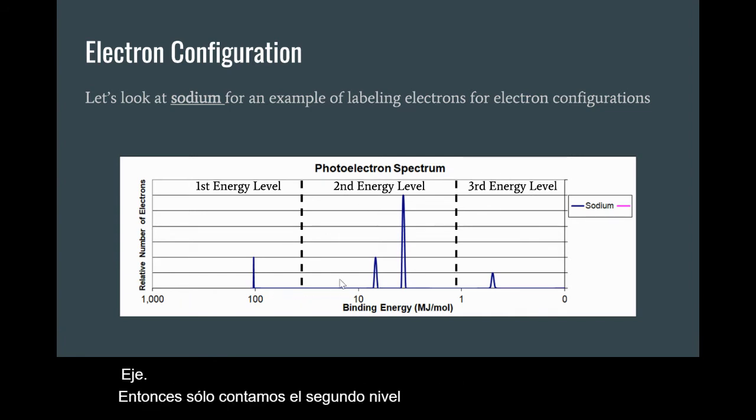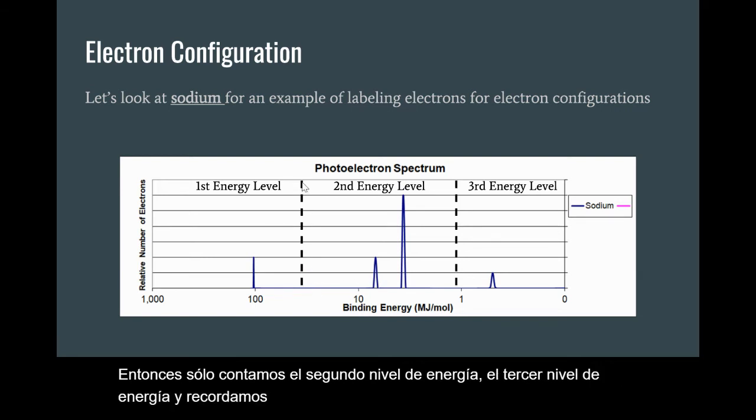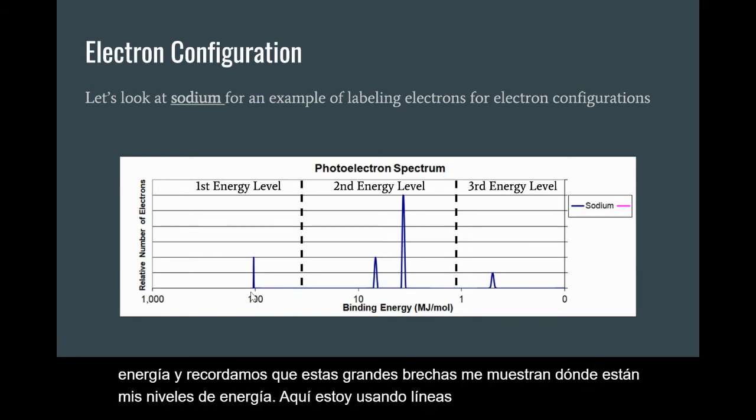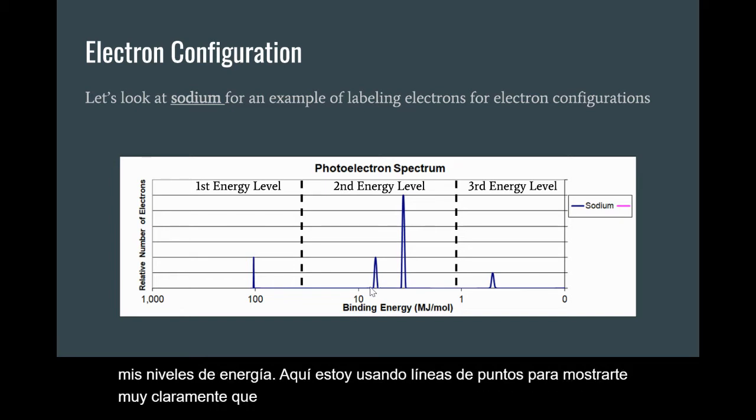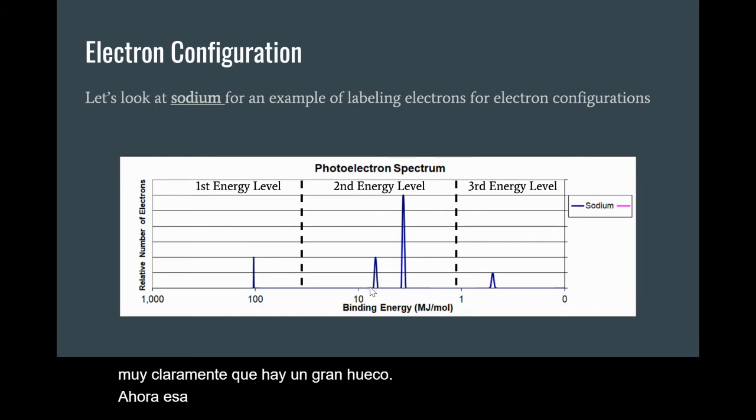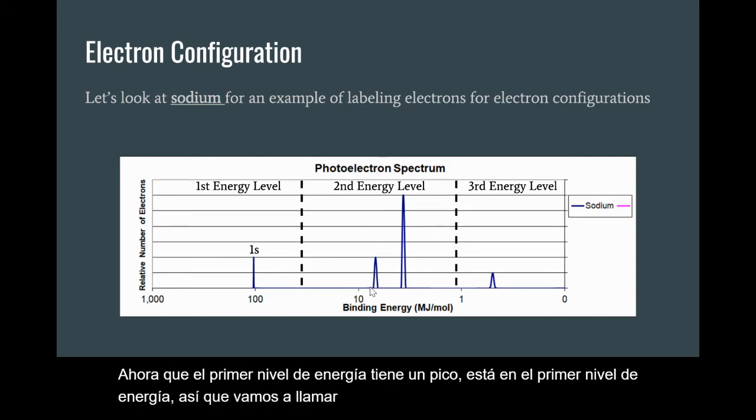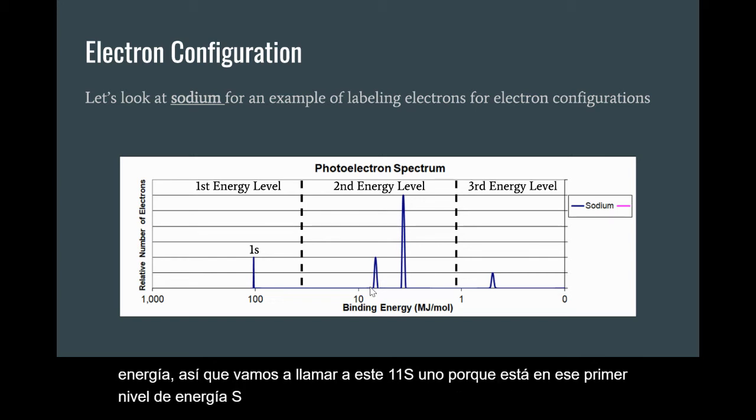And remember, these big gaps show me where my energy levels are. Here I'm using dotted lines to show you very clearly that there's a big gap. Now, that first energy level has one peak. It is in the first energy level, so we're going to call this one 1s. 1 because it's in that first energy level, S because the first peak is always labeled S. Those are the first sublevels.